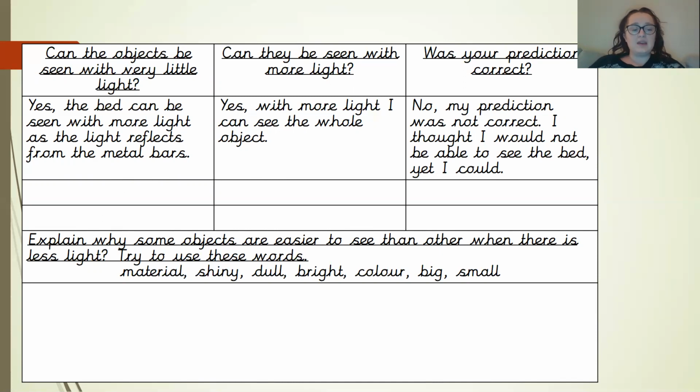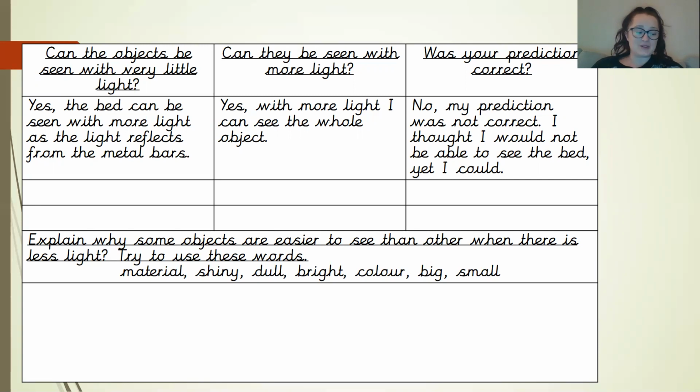What I'd like to do is I'd like to explain why some objects are easier to see than others when there is less light. And I want you to try and use these words underneath. So there's material, shiny, dull, bright, colour, big and small. So try and use those words, just going into a little bit of detail on why some objects are easier to see than others when there is less light. That'll be interesting to find out, won't it? Pause the video, off you go.